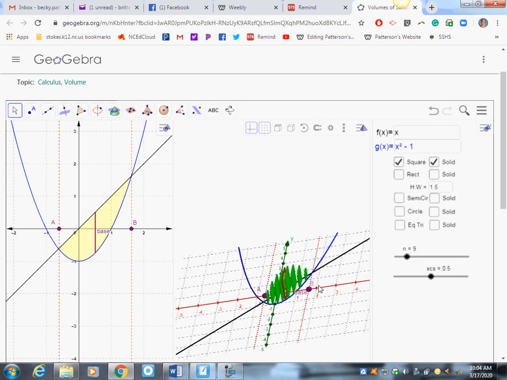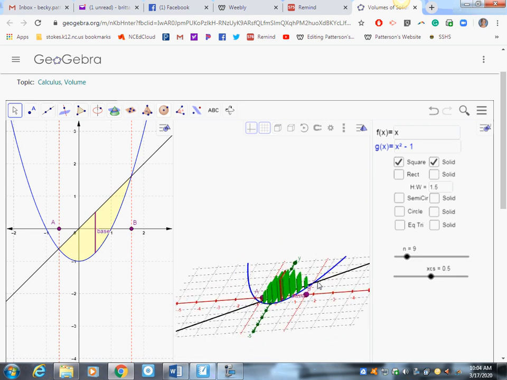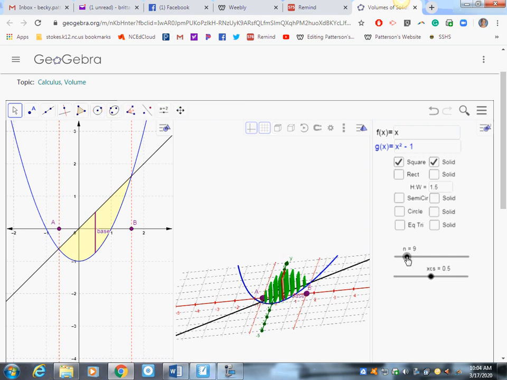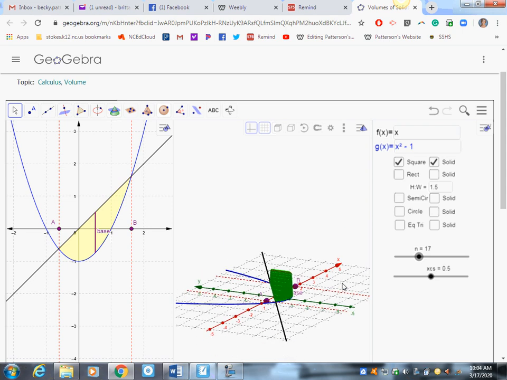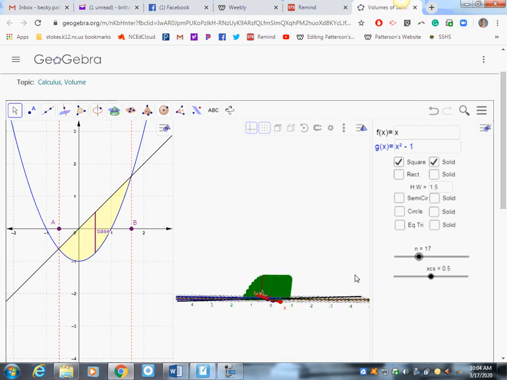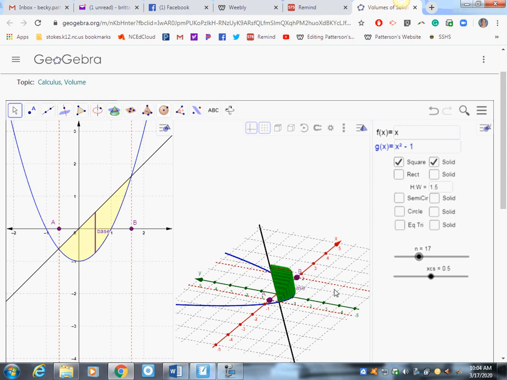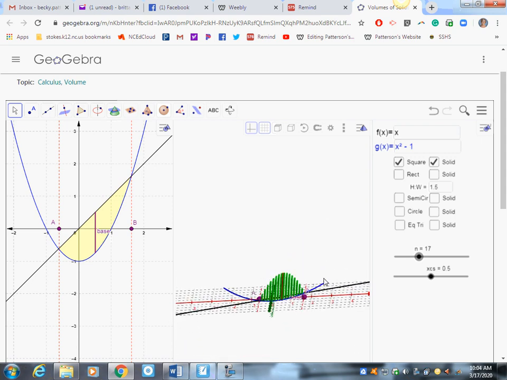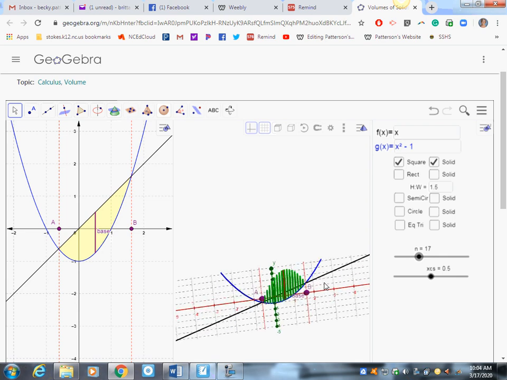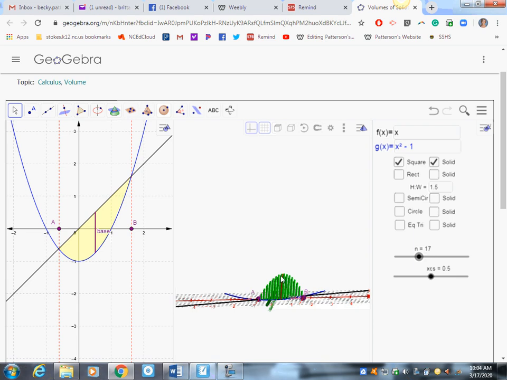Okay, now watch. I'm going to increase the number of squares. How about right there? So now I'm at 17 squares. You can see how it's filling out the shape a little bit more solid. I've got a little less free space in between there. And you should know that it's taller in the middle because that's where the base is the widest.